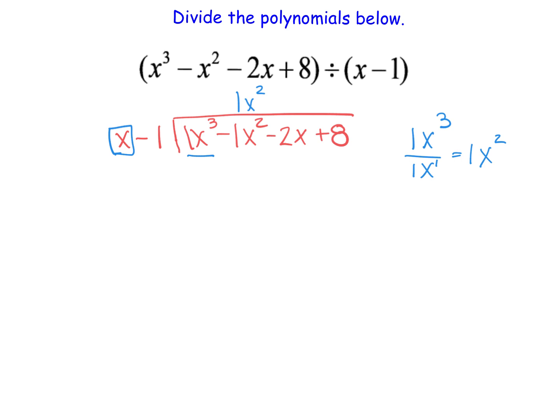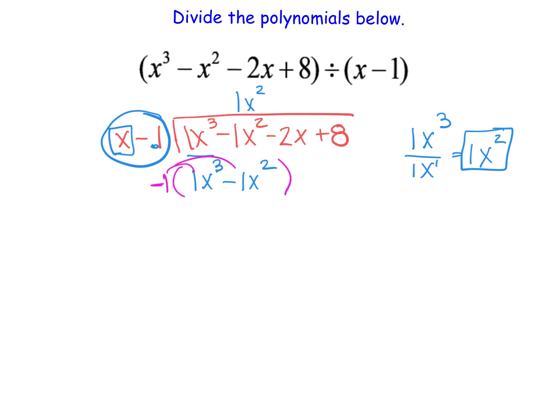Now I'm going to take this term value and multiply it by my x minus 1. So 1x squared times x gives me 1x to the third, and 1x squared times negative 1 gives me negative 1x squared. Now remember, we are subtracting this, and the easiest way to go about this is to distribute the negative 1. So negative 1 times 1x to the third is negative 1x to the third, and negative 1 times negative 1x squared gives me a positive 1x squared.